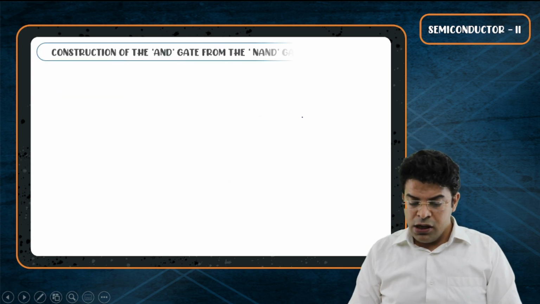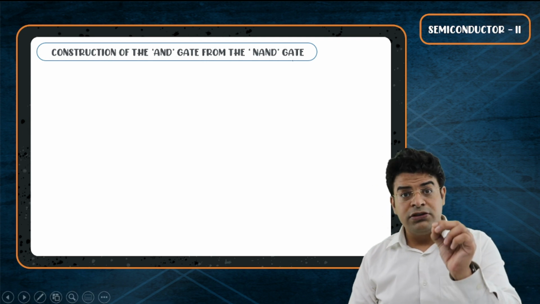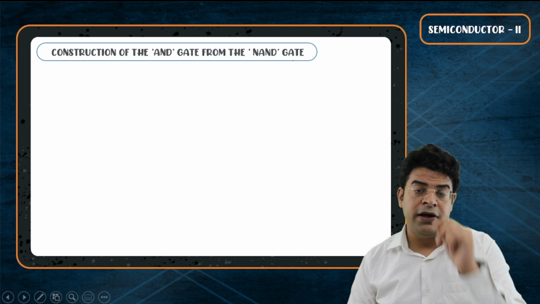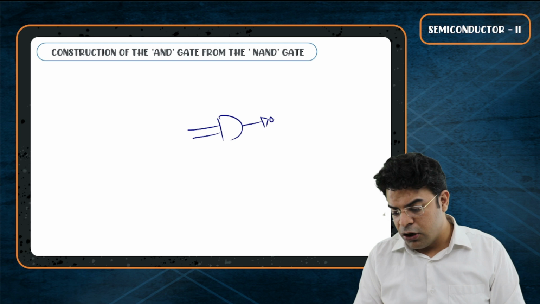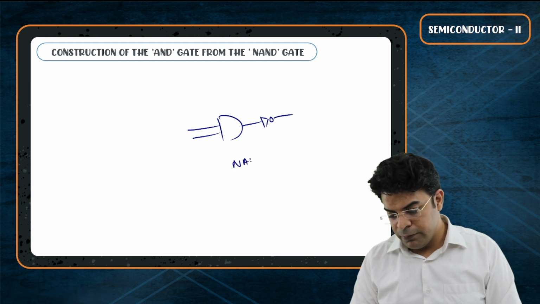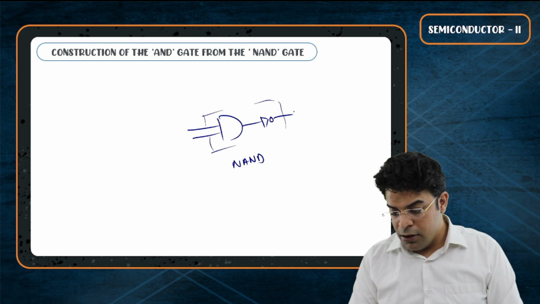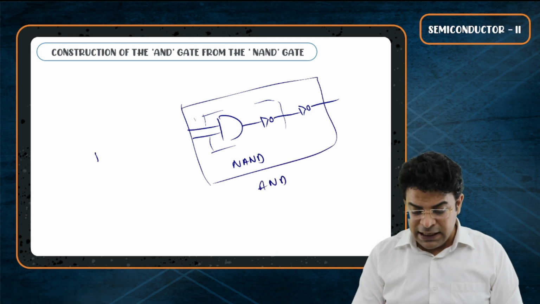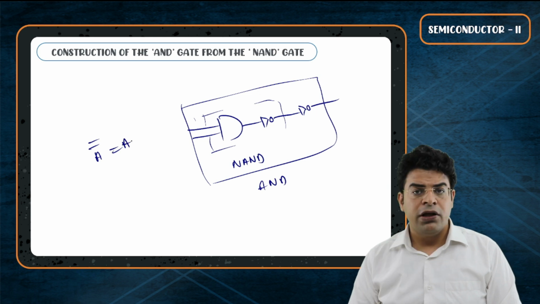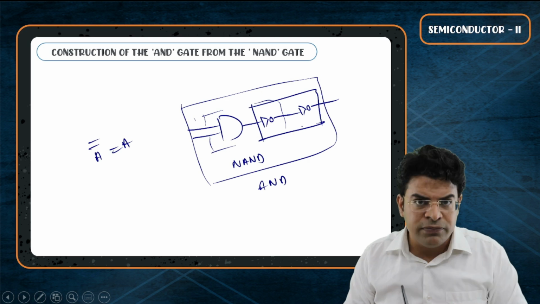Now understanding how to construct an AND gate from a NAND gate. Bachcho, an AND plus a NOT becomes a NAND. And a NAND, this whole part is NAND, plus a NOT, this whole thing will be nothing but AND. As I said, A bar bar is A. If you place 2 NOT gates, they cancel out each other's inverse function.